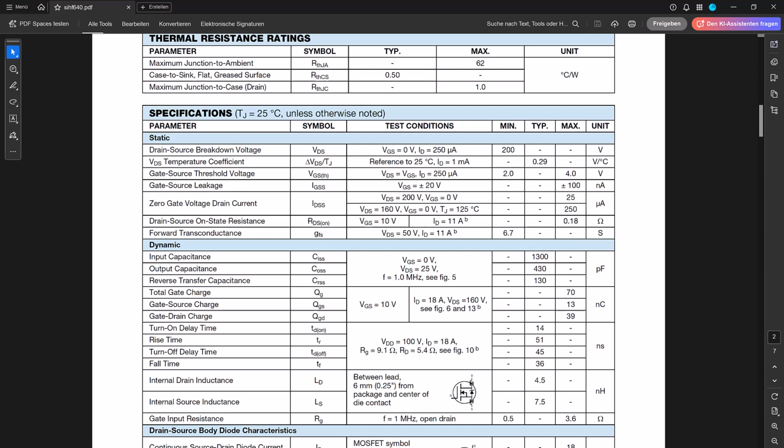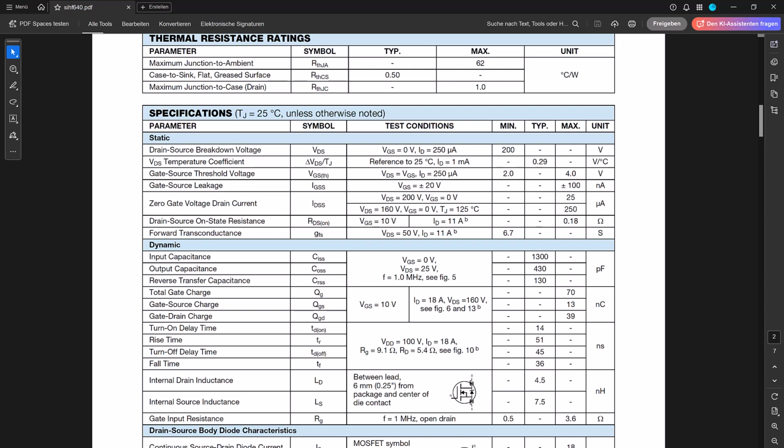Dynamic section. This moves us into switching behavior, which we will cover in later videos. For now, remember 3 key sets of parameters. CISS equals 1300 picofarads. COSS equals 430 picofarads. CRSS equals 130 picofarads, measured at VGS equals 0, VDS equals 25 volts, and 1 MHz.